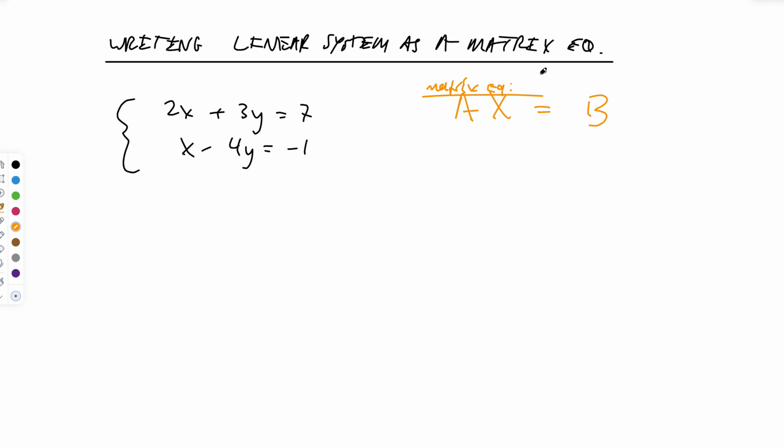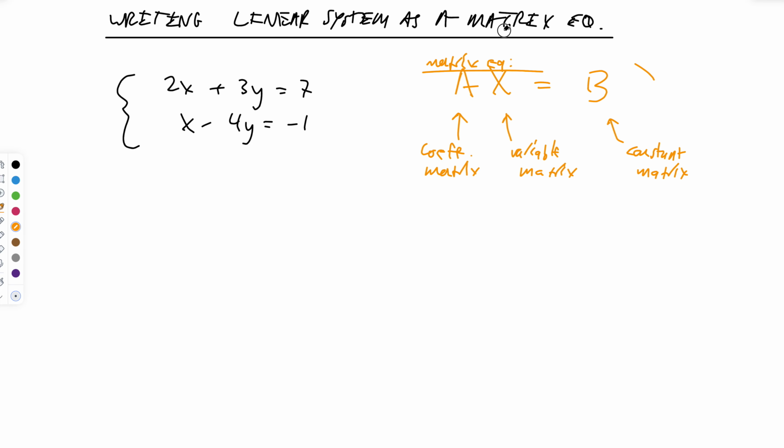And the A is the coefficients. So we call this the coefficient matrix. The X is the variables. So it's the variable matrix, we call it. And B is what we call the constant matrix because it contains all of the constants. So it's similar to what we do with the augmented matrix, right? Where we had the coefficients on the left side and then we have the constants on the right side. Very, very similar process.